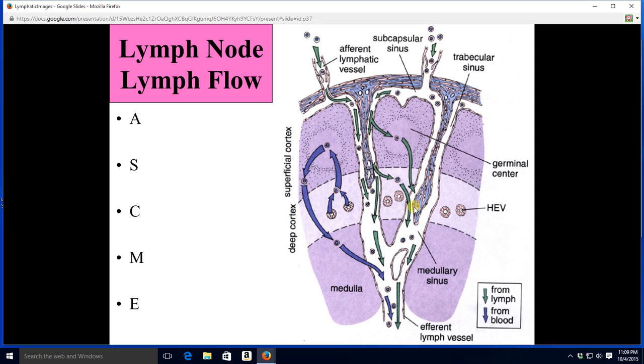So what about the lymph node lymph flow? Your mnemonic device is ASK ME. Ask me about lymph node lymph flow. See if you can figure out what all these stand for. Check with me in the classroom.